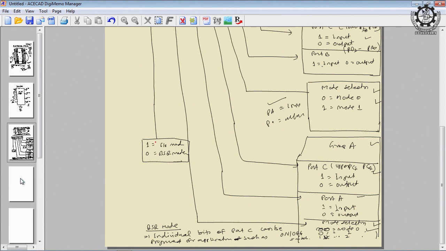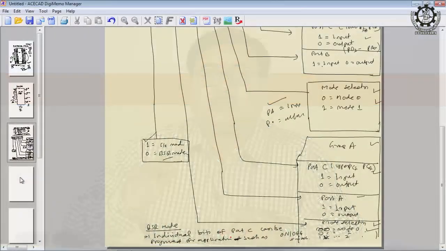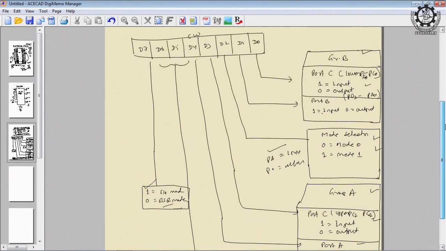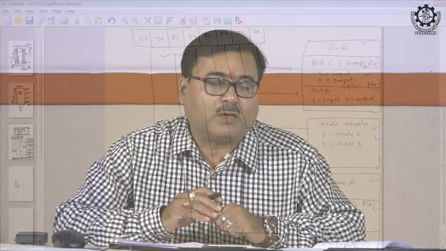And the last bit position, D7: if it is 1, it is I/O mode, input output mode, as if you are transferring data from an input device to an output device. And if it is in BSR mode, individual bit positions of port C can be programmed for various applications. One application is that you may have 8 switches, and you have to make each switch either on or off, then you can operate using the BSR mode. Whenever a control word is set to BSR mode, port A and port B are automatically disabled. Only port C is exclusively used for the control.